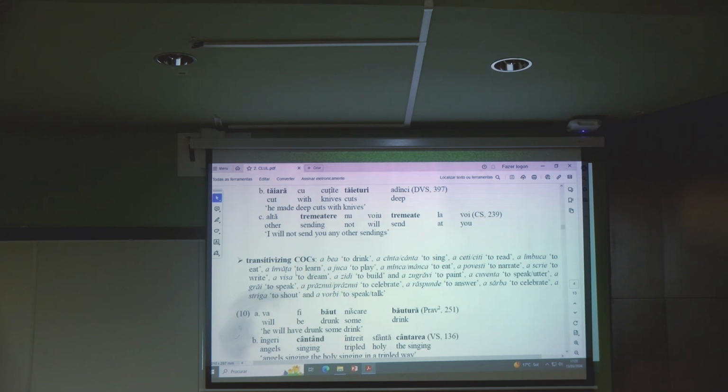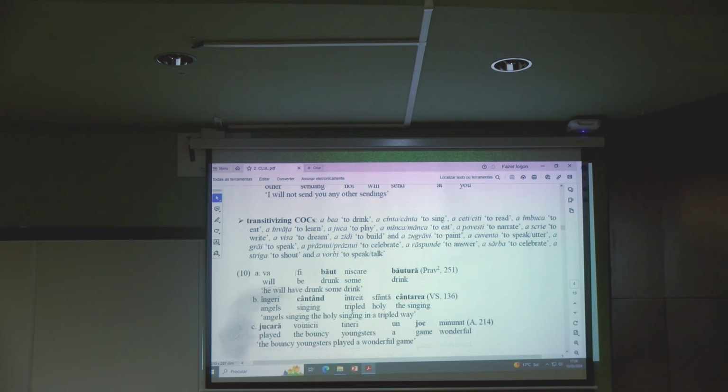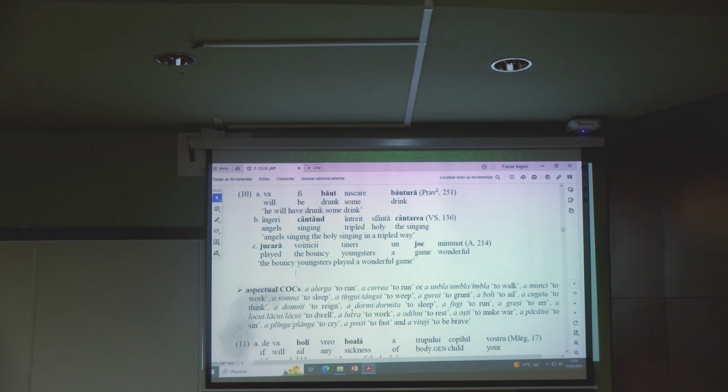Transitivizing COCs, again, most often express either creation, recreation, or consumption, such as a bea, to drink, a cânta, to sing, a citi, to read, a îmbuca, to eat, a învăța, to learn, to play, a mânca, to eat, to narrate, a povesti, to write, a scrie, to dream, to build, to paint. And some other verbs, we have some examples in 10.